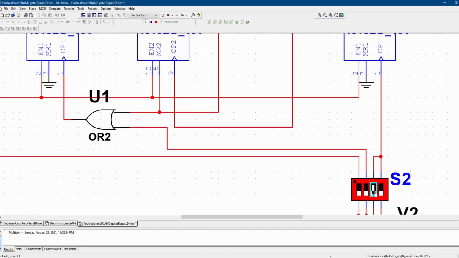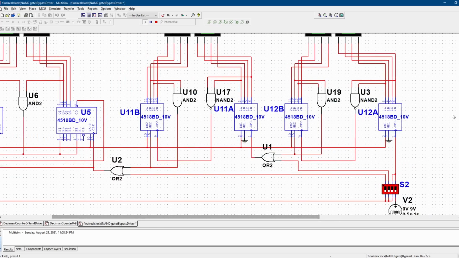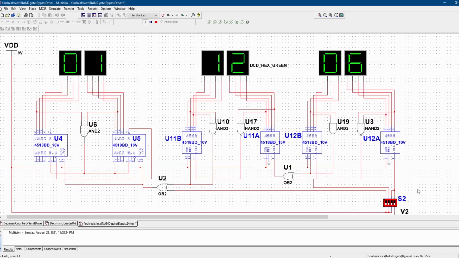Alternatively, I can replace these with momentary switches, like toggle switches, but these should work fine for now. Now I can adjust the minutes. 21, 5, 6, 30. So it is 1:50 in the morning. There you go.